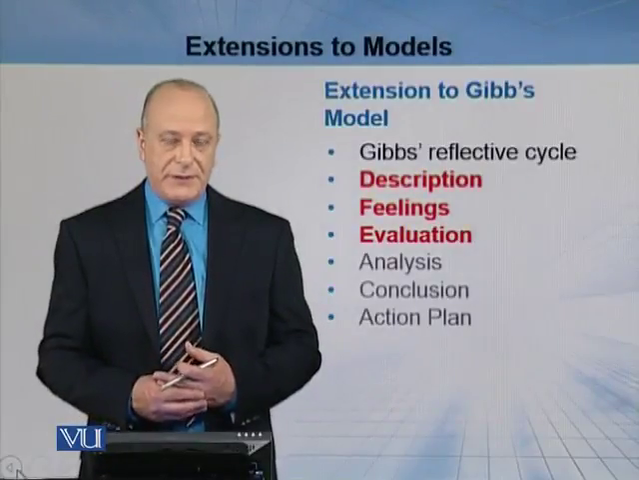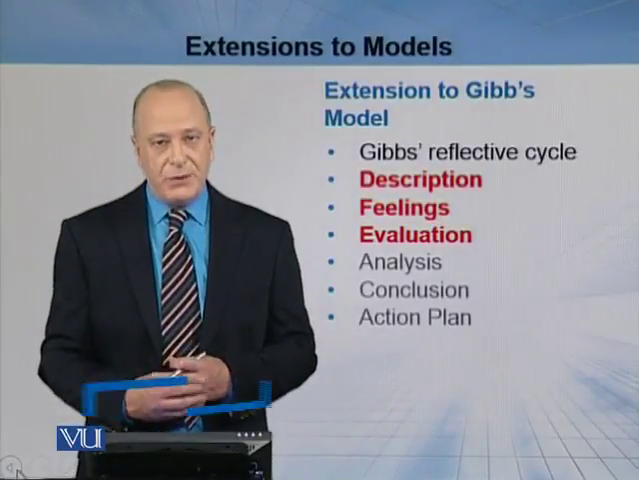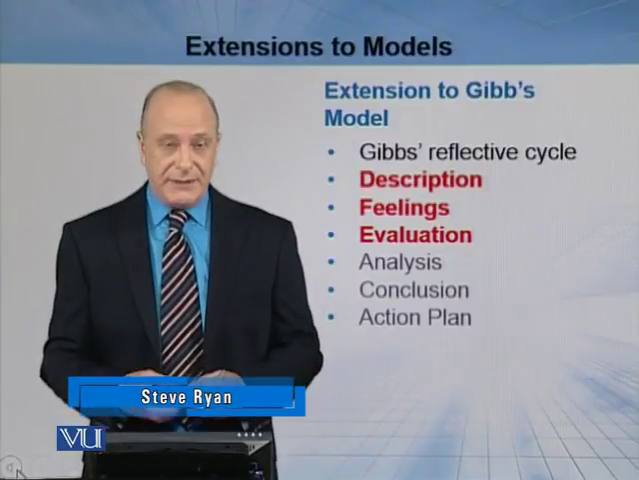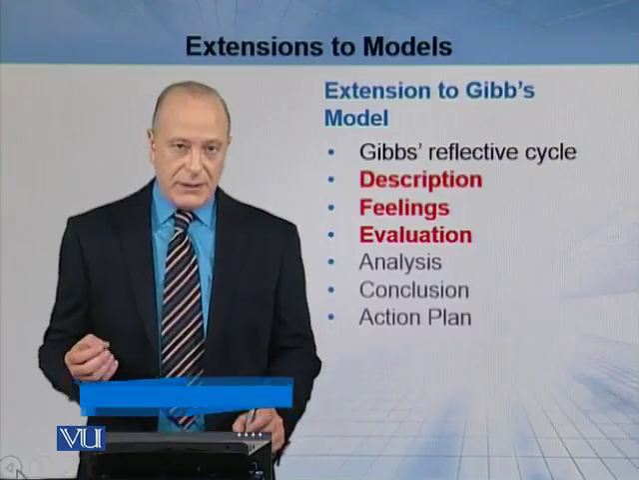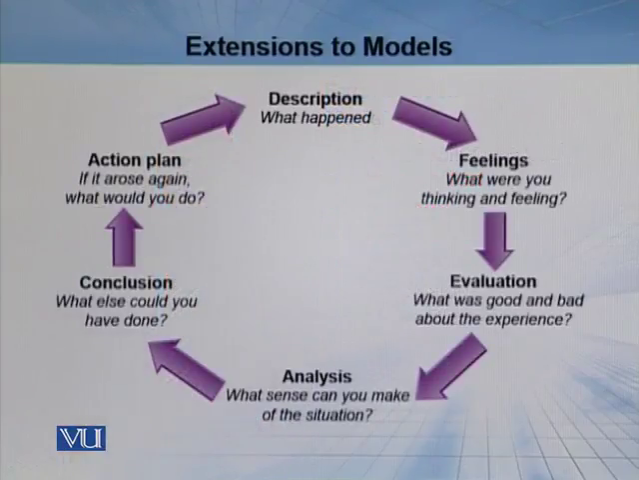Gibbs' reflective cycle has 6 stages, and what we need to do is investigate in more detail each of these 6 stages. And we can look at the first 3 stages: description, feelings, and evaluation in more detail. Remember that description is about understanding, getting clarity about what happened. Feelings is about your emotional response, and the evaluation is where you're thinking about what was good and what was bad in relation to the experience.